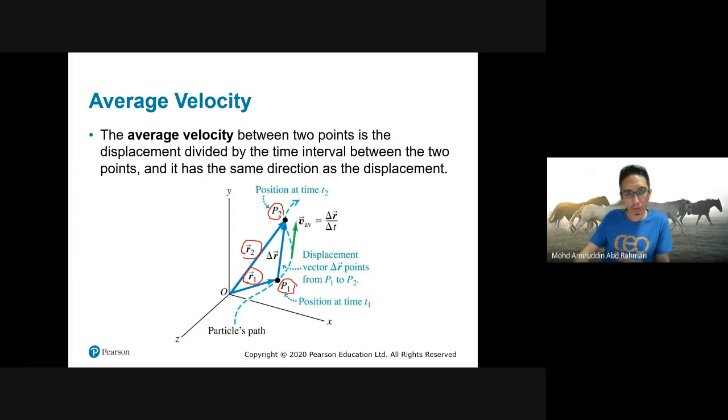Then you use the equation V average equals delta R over delta T. The delta R will be R2 minus R1. Let's say at P1 the time is T1 and at P2 it is T2, so the delta T will be T2 minus T1. So you obtain the average velocity.